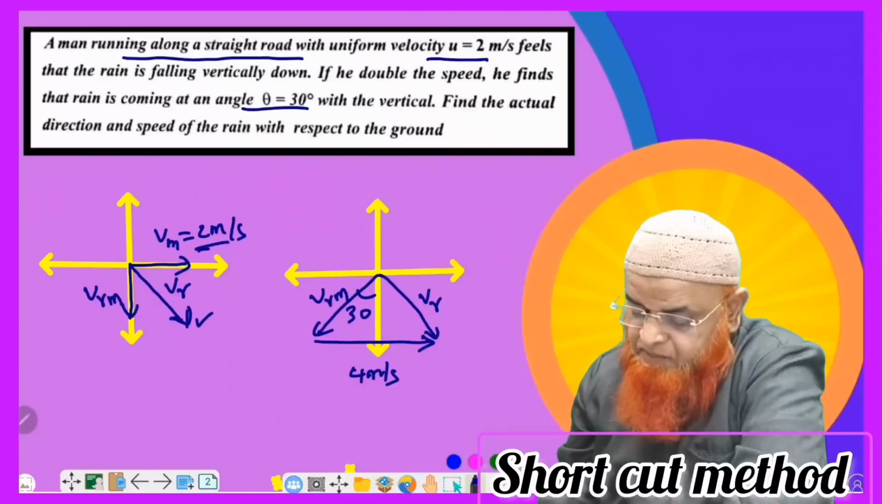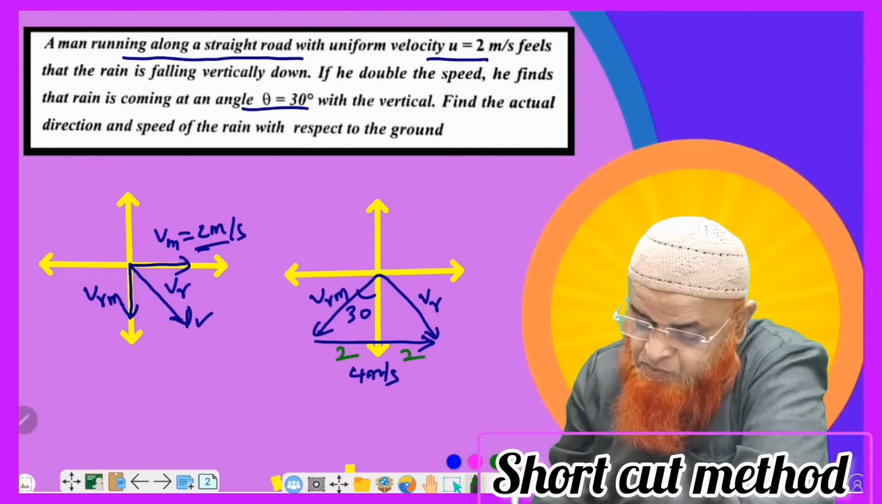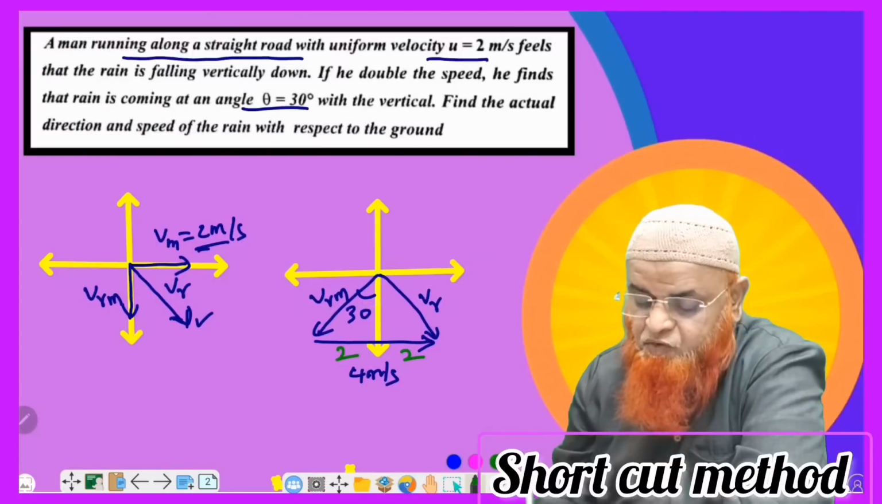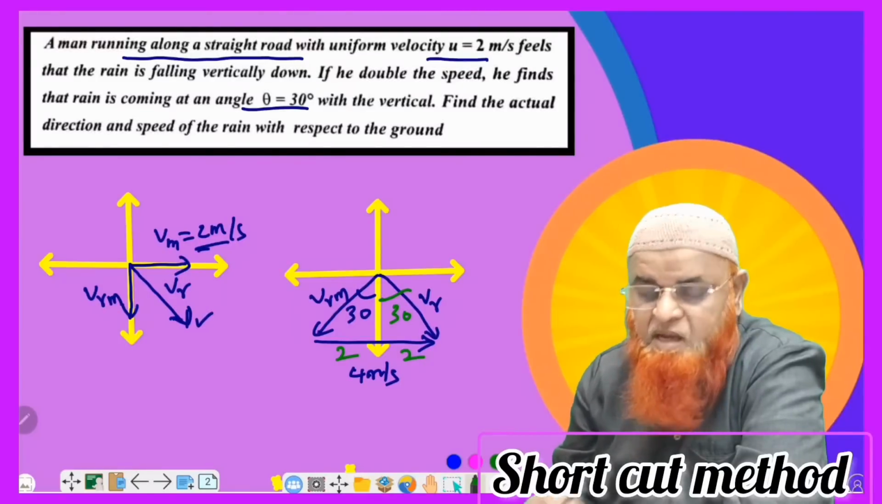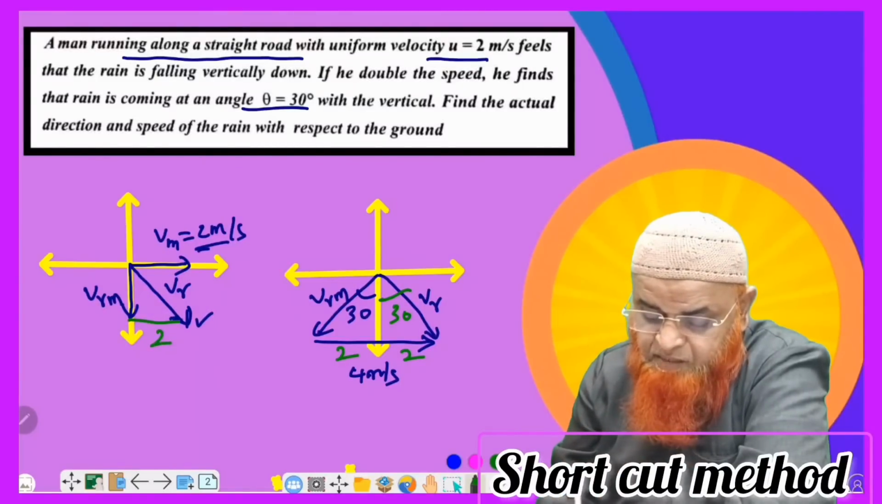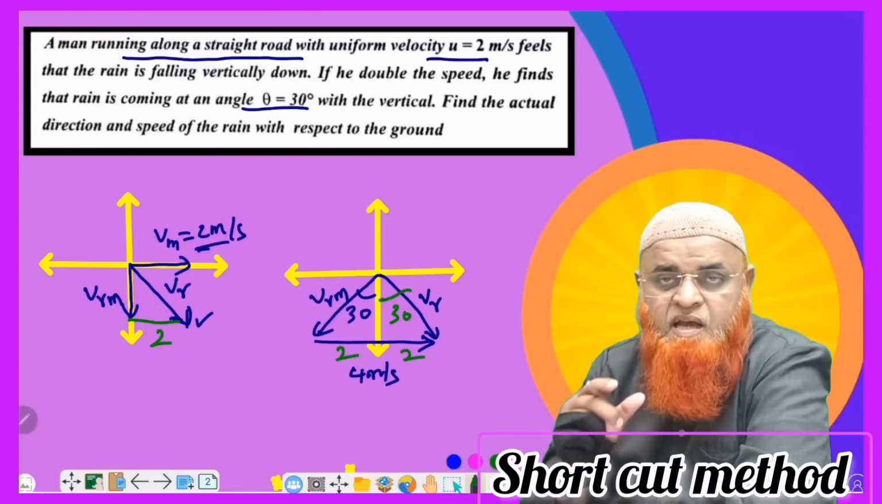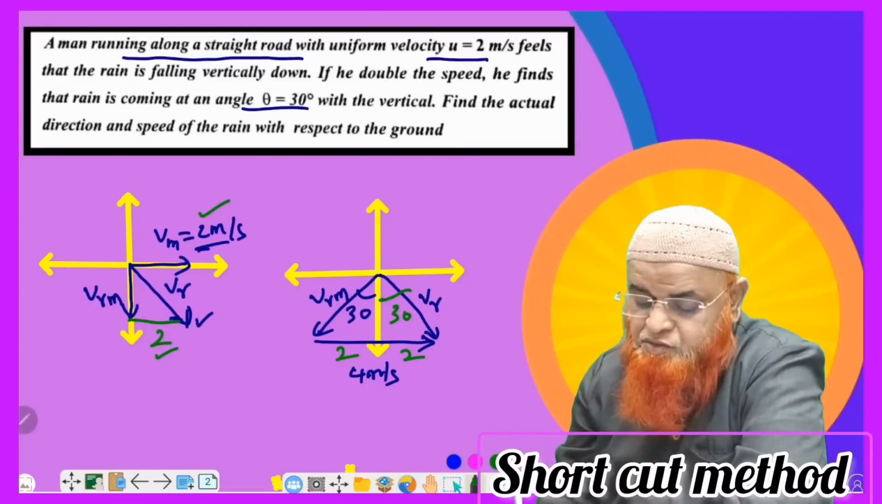What does it mean actually? It means that this is going to be 2 and this is going to be 2, because the total is 4. If this is 30 degrees, this is also 30 degrees. Why? Because opposite sides are the same, 2 and 2. Previously this was 2. In the parallelogram law, if this is 2, this is going to be 2, and these two are 2, 2.